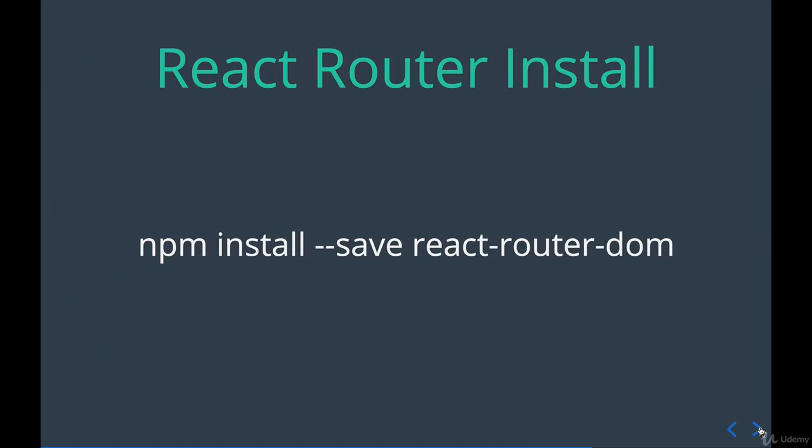So let's talk about setup. The first thing to install is just npm install --save react-router-dom. Now there are other types of React routers. For example, there's a native router for React Native. So make sure that you install the DOM version. React Router DOM will have a dependency on the React Router core module.